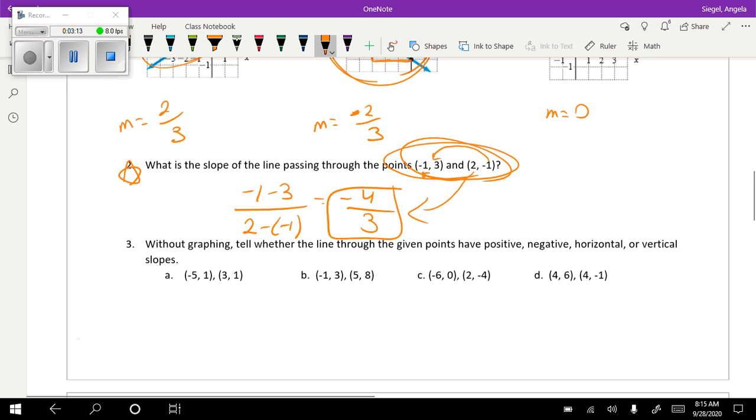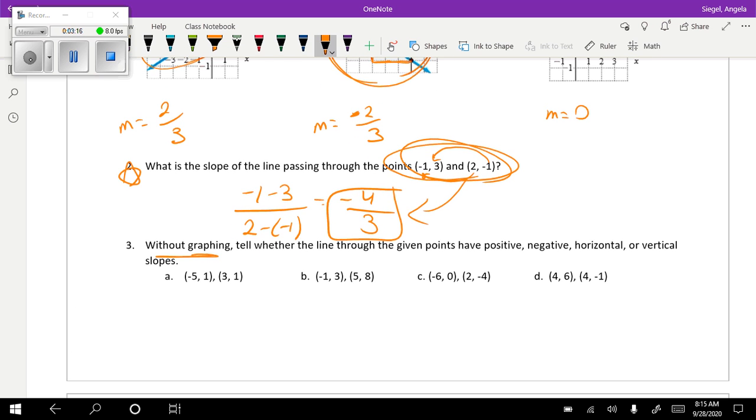Okay, so I want you to think about, without graphing, whether this is positive, negative, horizontal, or vertical. So go ahead and get your mind wrapped around that, and then we'll talk about it.